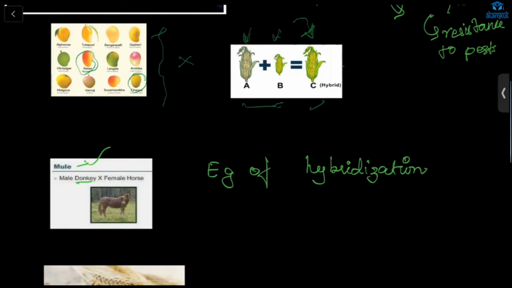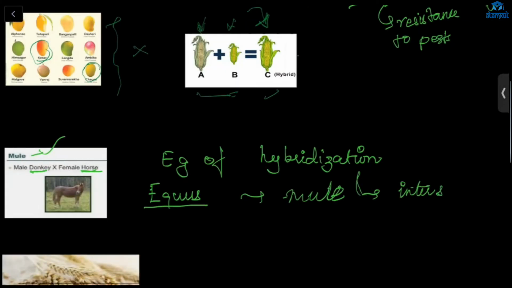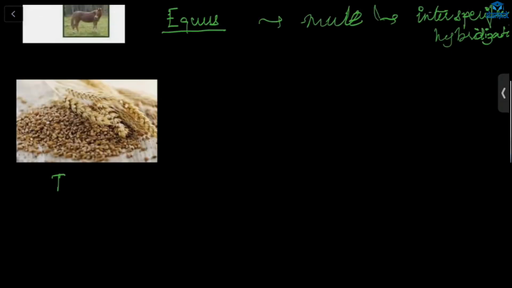No, this donkey and this horse belong to the same genus but different species. They are in different species. That's why we get this mule. This hybridization is called interspecific hybridization. Okay.